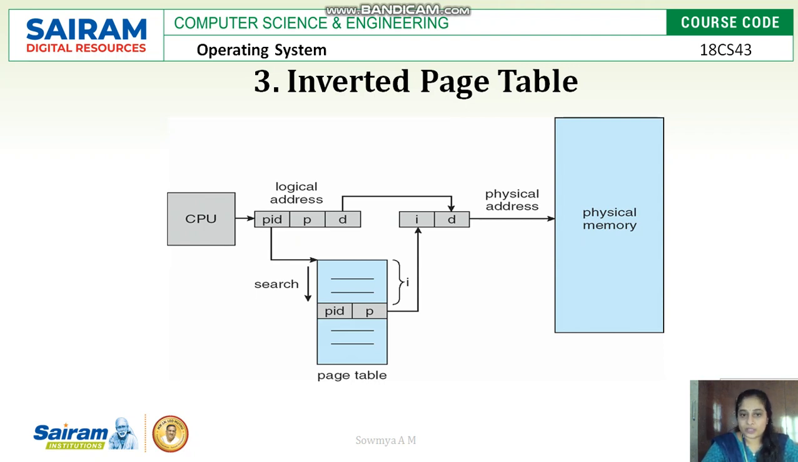From the process ID, meaning the block where the process ID's page number is stored, from there it will get the frame number, which is added. Meaning the block of I values is added to the offset value D, and then you can access the physical address in the physical memory.